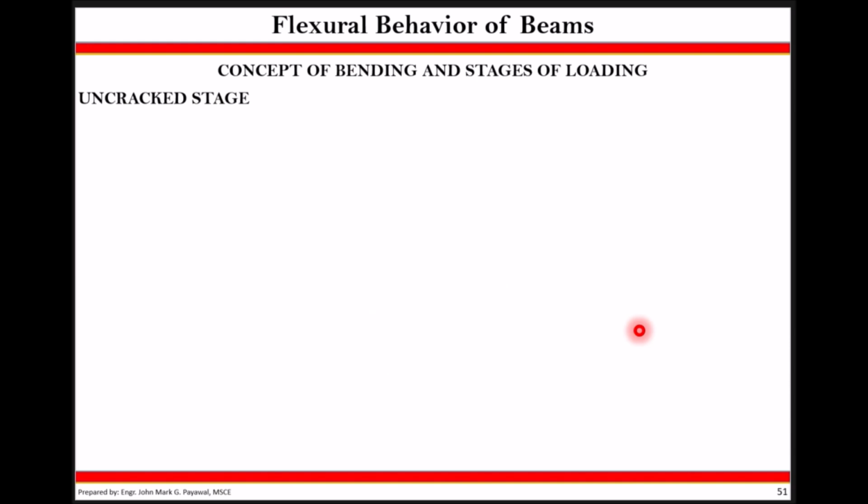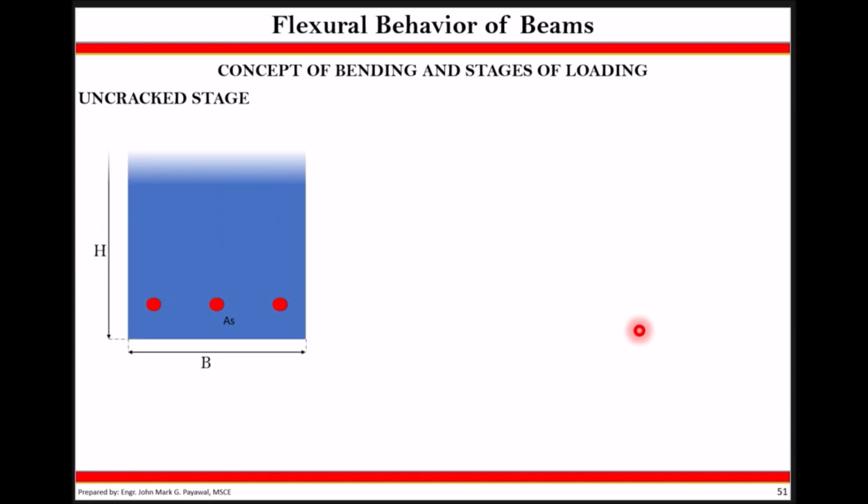To better illustrate, let us use a typical beam which has a total height or total depth h and a base capital B. The reinforcements are assumed to have a total area equal to A sub S. If we induce a moment in this manner, wherein this region would be your tension and this region would be your compression, how do we know that? If the direction of the moment is going away, it's tension. If it's going in, it is compression.